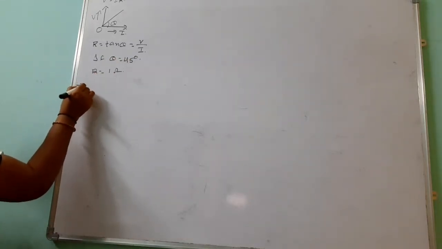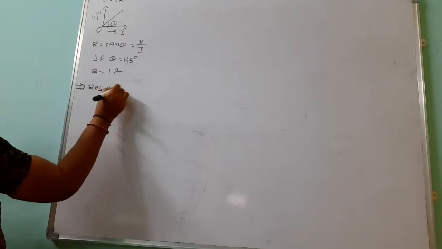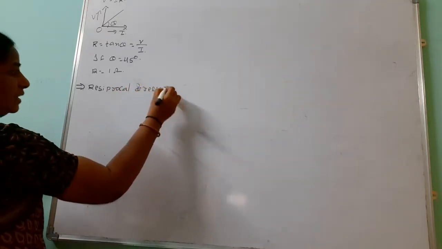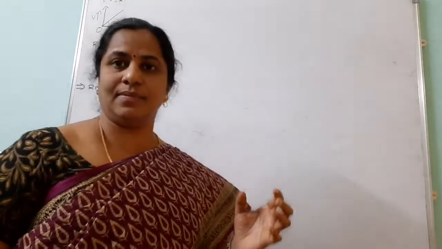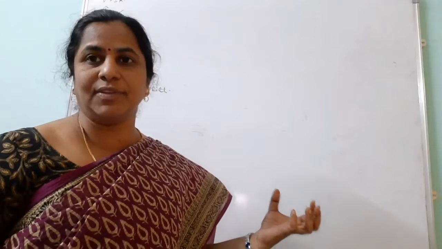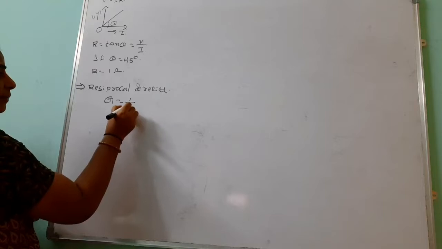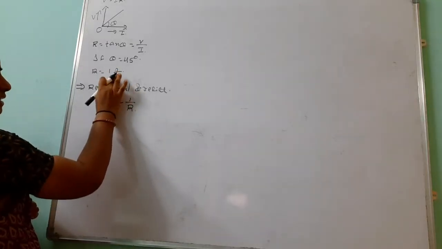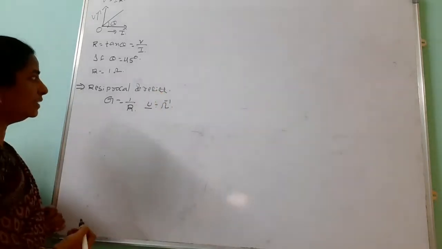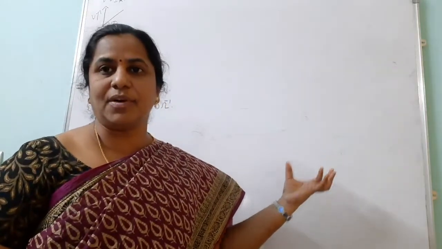Then one more thing I want to say to you. Reciprocal of resistance is called conductance. We represent it with capital G. G equals 1 by R. The unit for resistance is ohm, but the unit for conductance is ohm inverse. This is called the conductance and that is the resistance. One type of device is over.